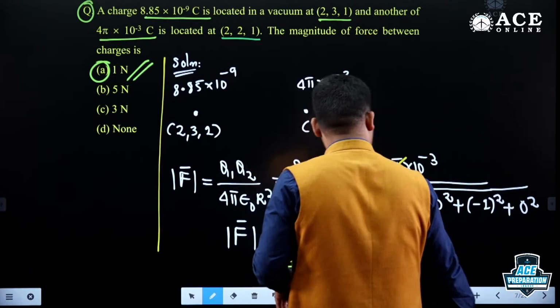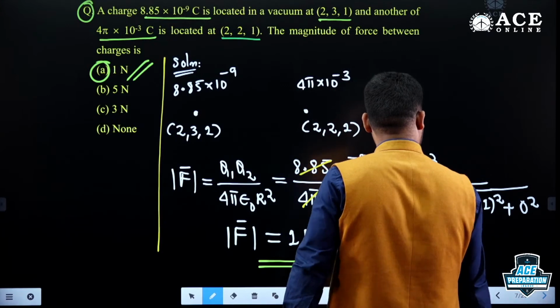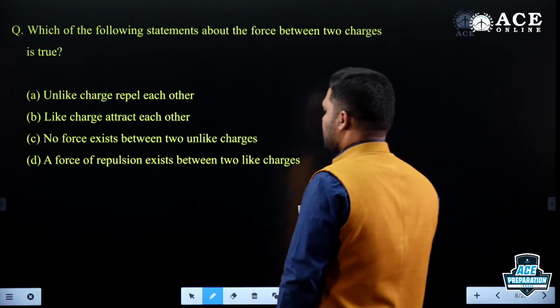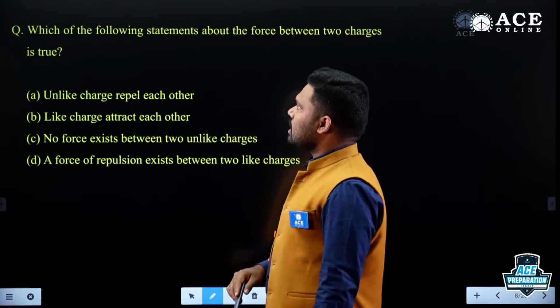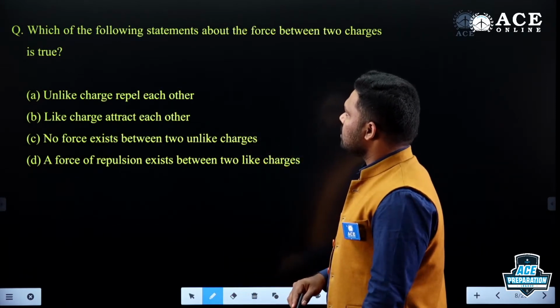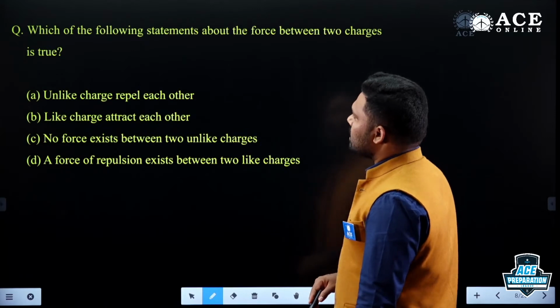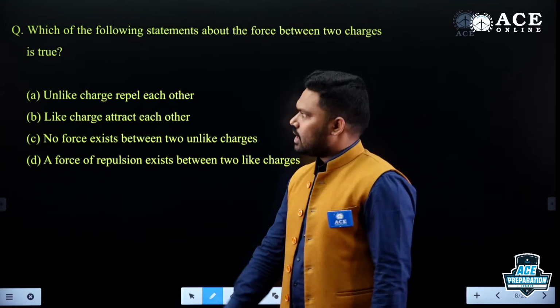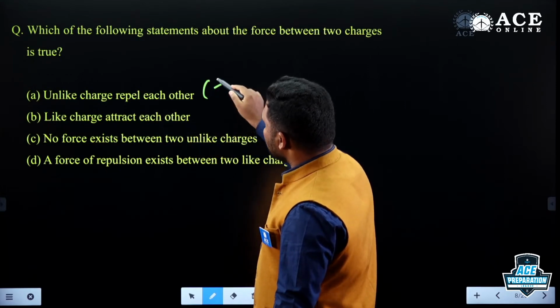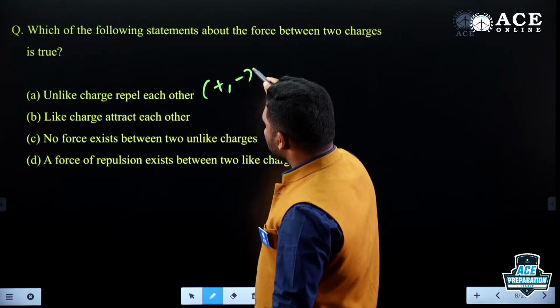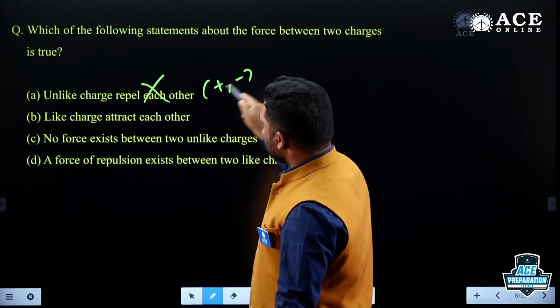Let us try to address one more question here. I am going to turn the page. Here is a question. Yes, these kind of theory questions are also seen. Which of the following statements about the force between the two charges is true? Unlike charges repel each other. Unlike charges means what? Positive, negative. Repel? No, it is a wrong statement. Positive, negative attract.